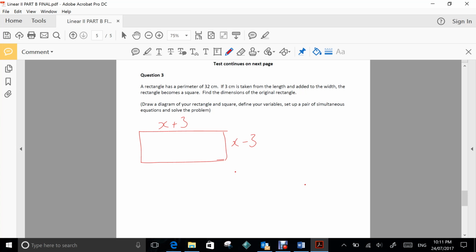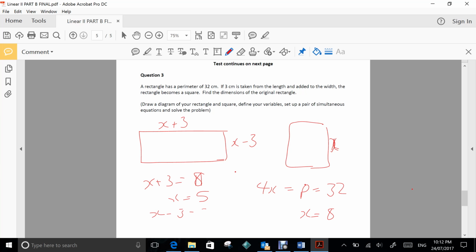So from this, the perimeter equals 32. So the original rectangle, if it was a square, still has a perimeter of 32. So if that length that we don't know is x, 4x equals the perimeter, which equals 32, which means x equals 8. Now if x equals 8, we can then go on and say that means that x plus 3 equals 11.